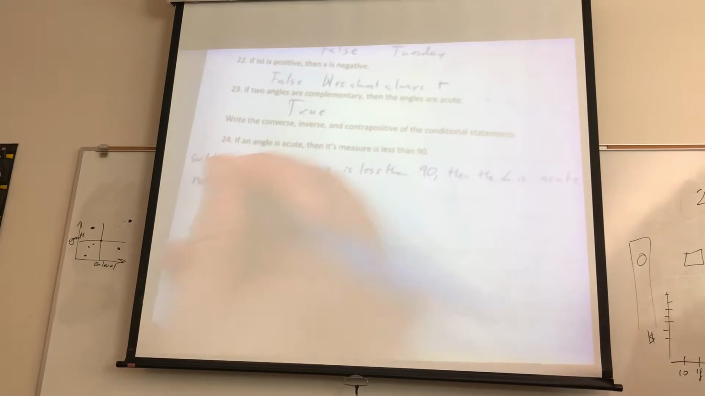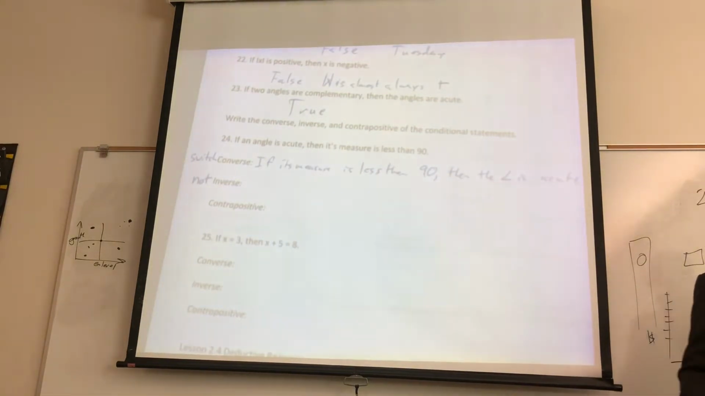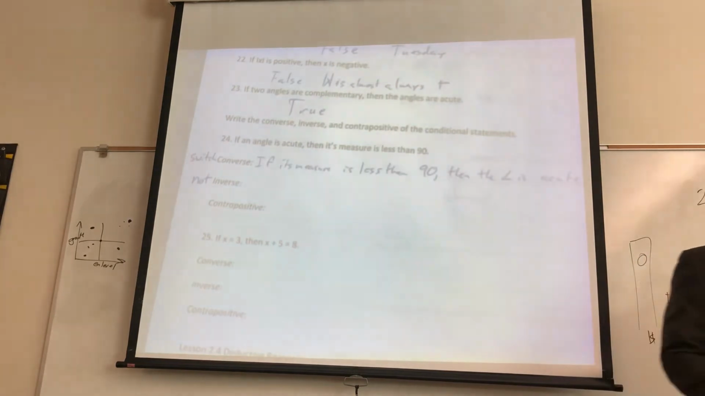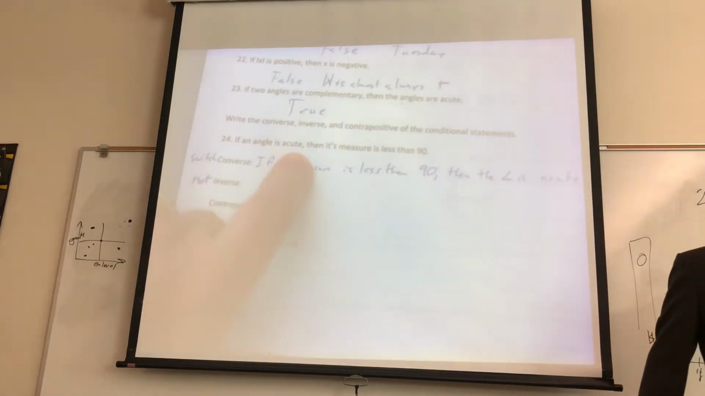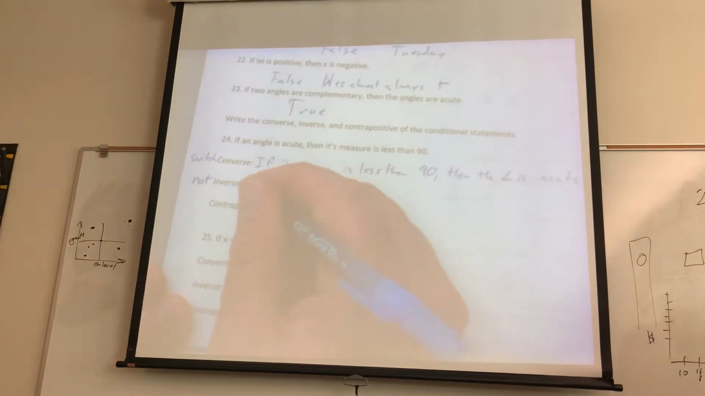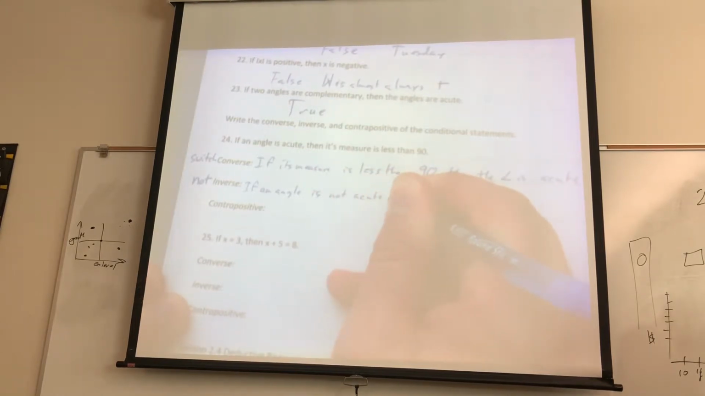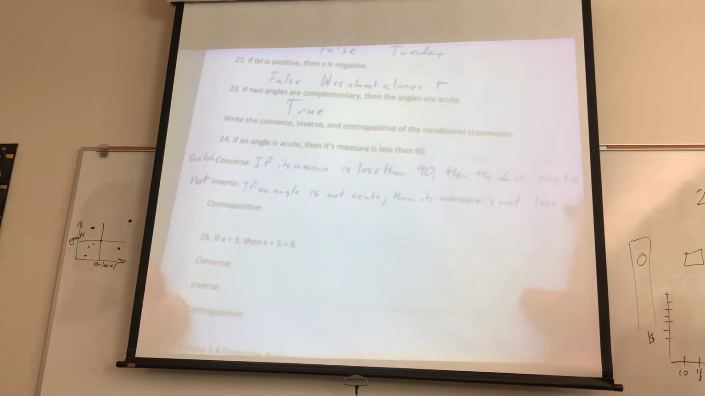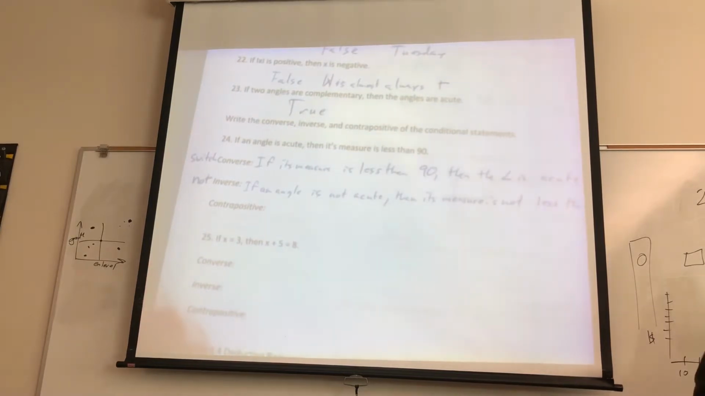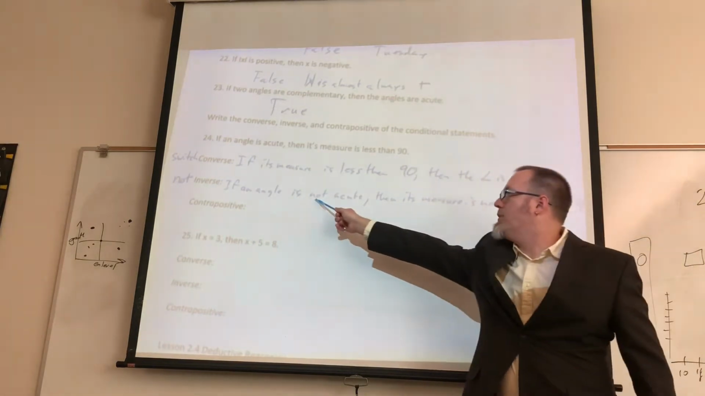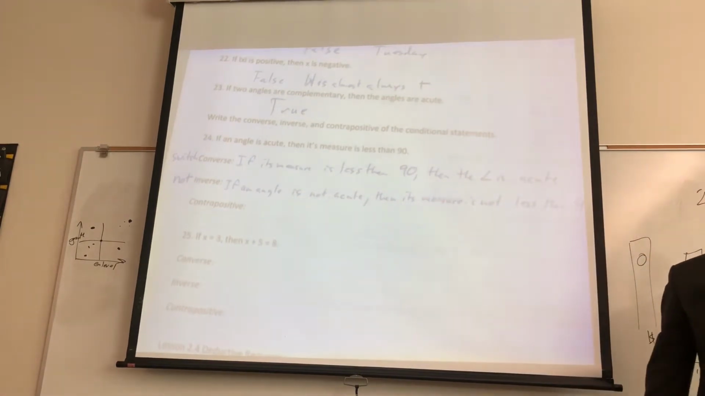The inverse, we are going to add in the word not to both the hypothesis and conclusion. So we go back to our original statement. If an angle is acute, then its measure is less than 90. If an angle is not acute, then its measure is not less than 90. Okay? We have the word not in both parts of this. That's what the inverse does.